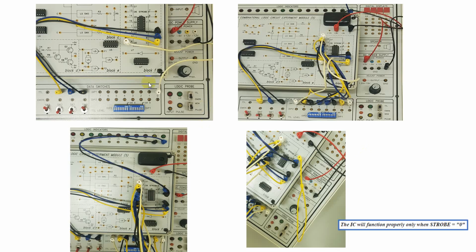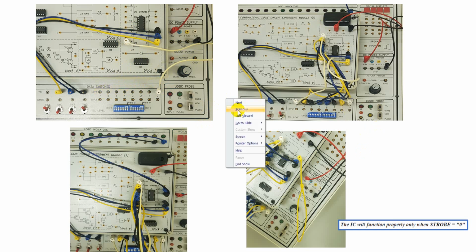The next step is we have connected D0 to DIP 1.0. D1 will be connected to DIP 1.1. Then the next one, D2, will be connected here. D3, D4, D5, D6, D7, like here.